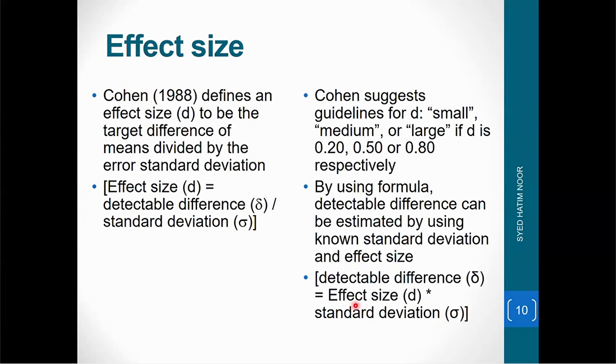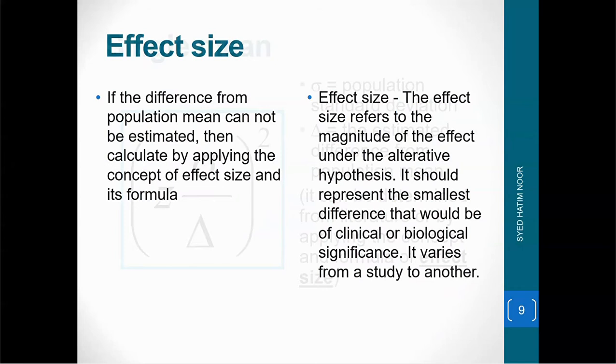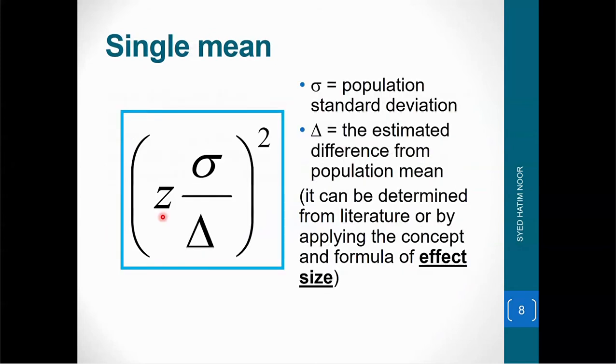Effect size, you decide: you want a small, medium, or large effect size. Of course we prefer a small effect size, so I want a small effect size of 0.2. Multiply 0.2 with your standard deviation, then you get the detectable difference. Put this detectable difference in the formula, then you can calculate your sample size. Is it okay?